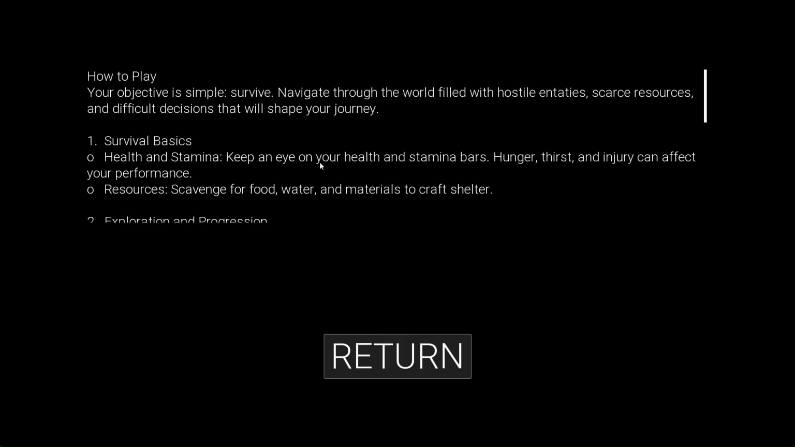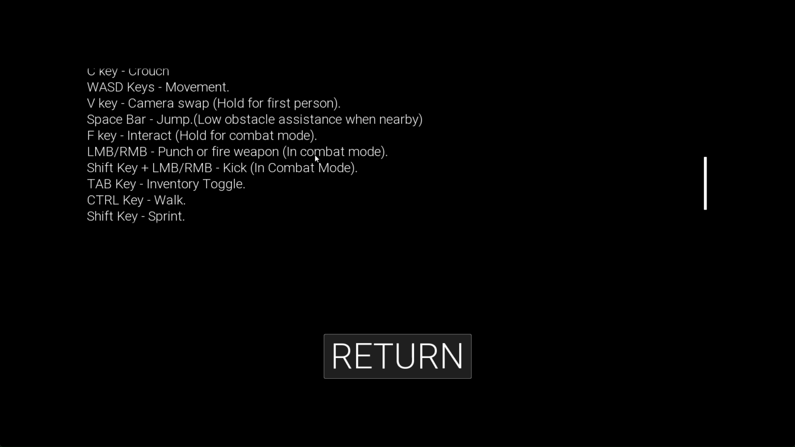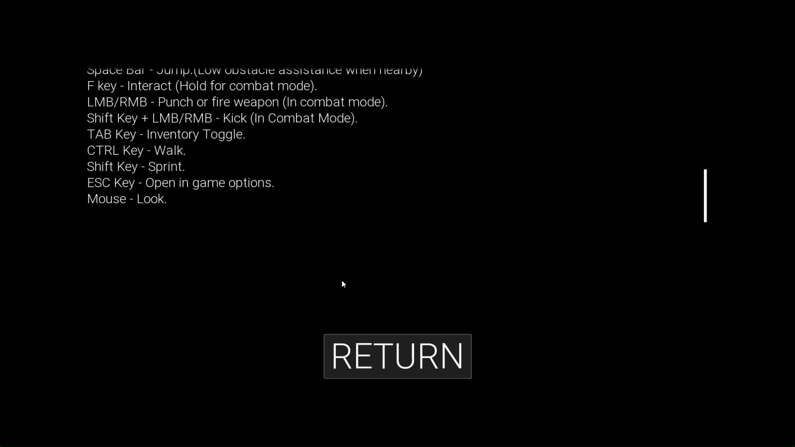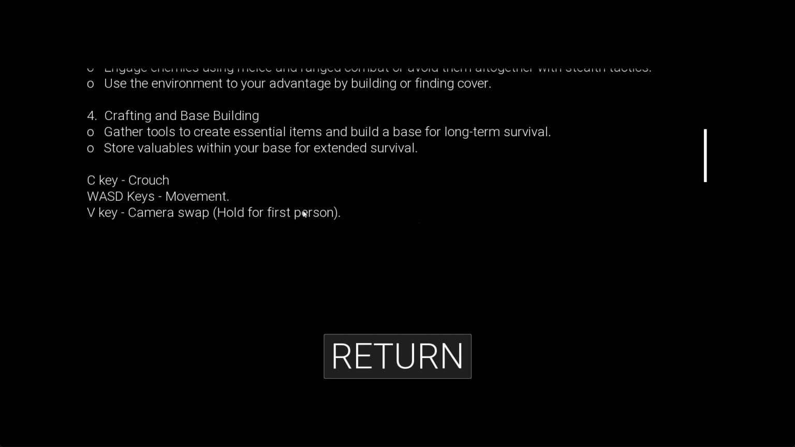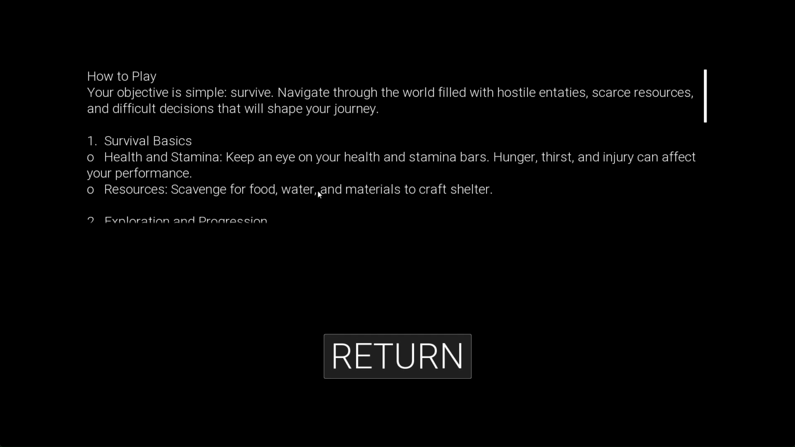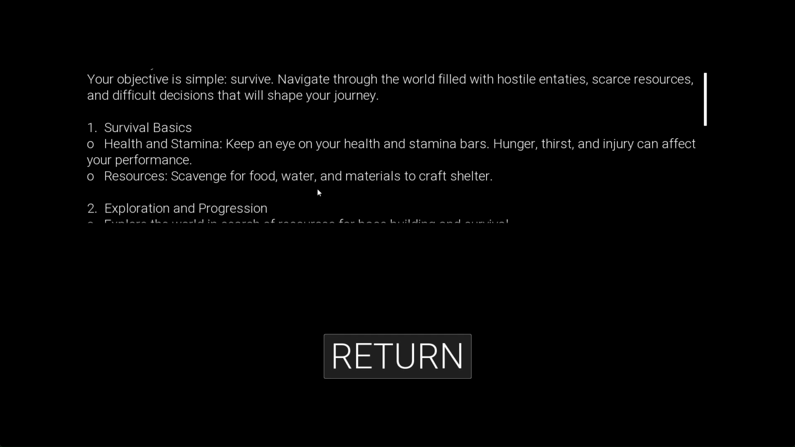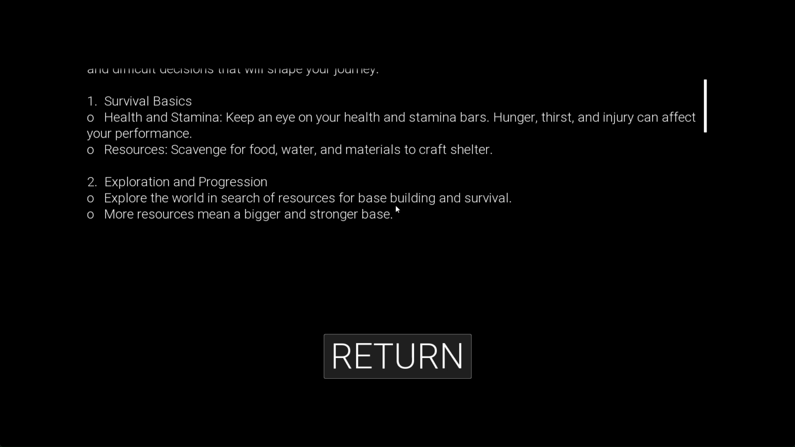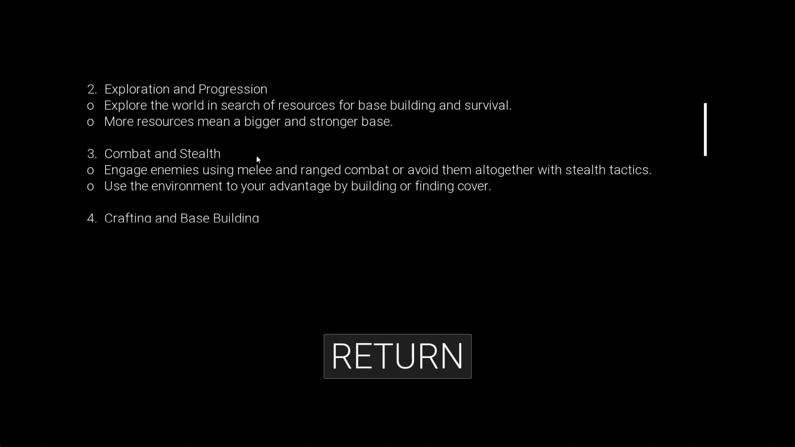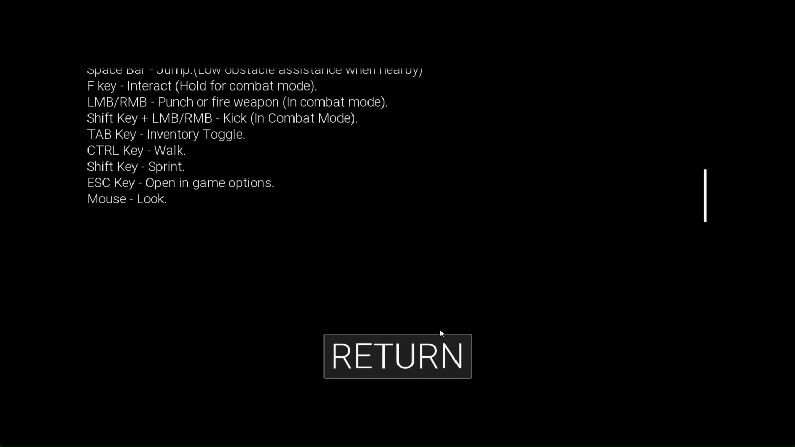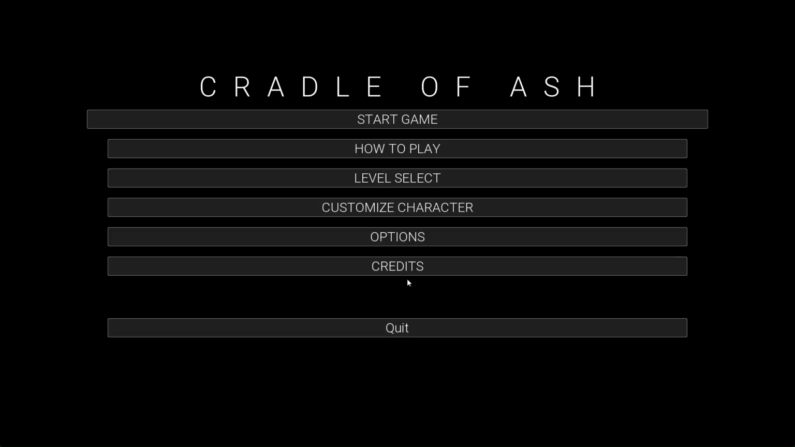We got the level select options, the how to play screen, which basically goes over a quick intro of your overall goals and your controls. Your objective is to simply survive, navigate through the world filled with hostile entities, source scarce resources, and difficult decisions that will shape your journey. It goes over survival basics, exploration, and so on, and then a quick control scheme.